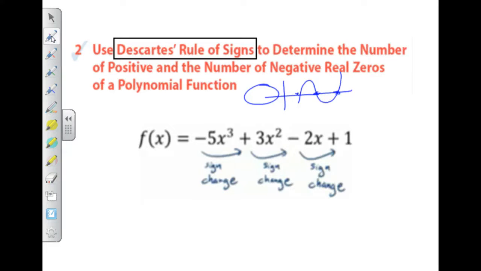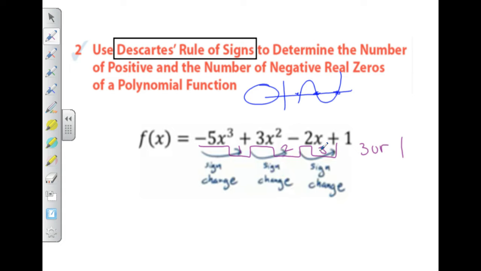So I do flute-de-doops here. I'm going to start out with negatives, and as soon as the sign changes, I do a little box or a little flute-de-doop down there. So that's 1 change, 2 changes, 3 changes. So I would say 3 or 1. There's 3 sign changes.